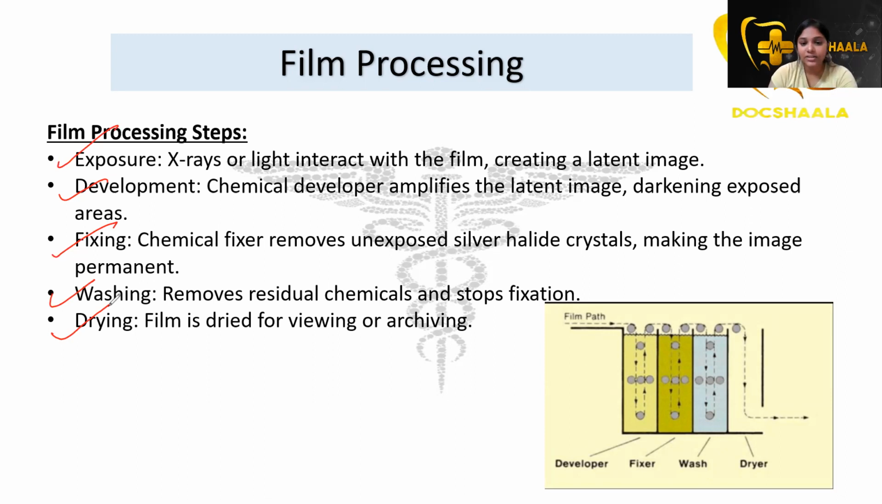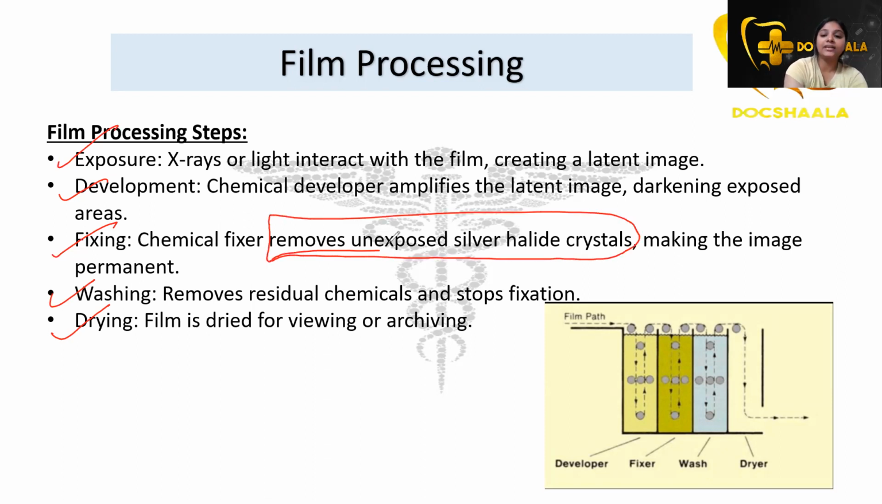And fixing, what it does, it removes the unexposed silver halide crystals. This is also very, very important. These are important things you have to keep in mind. And washing, what it does, it removes the residual chemicals and stops the fixation. And drying is used to dry the film so that the image gets stuck on without any artifacts forming there.